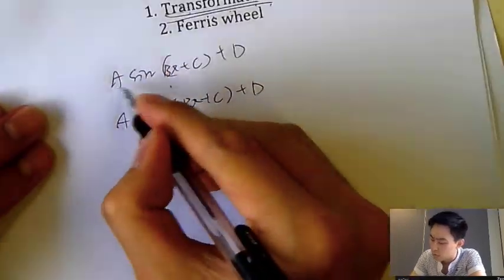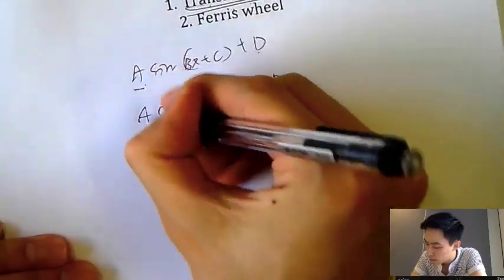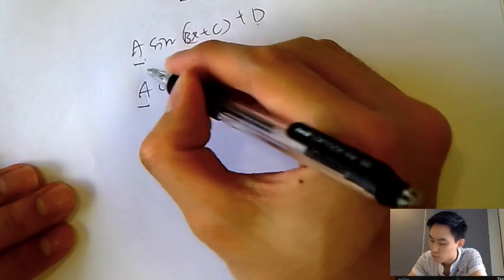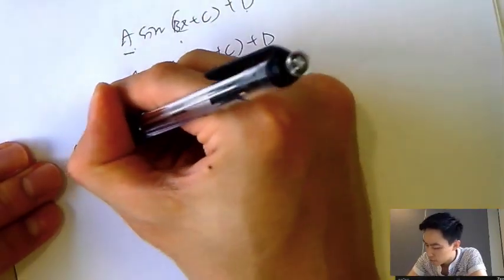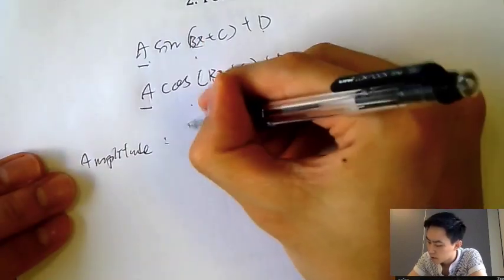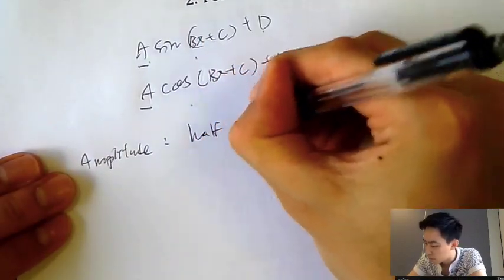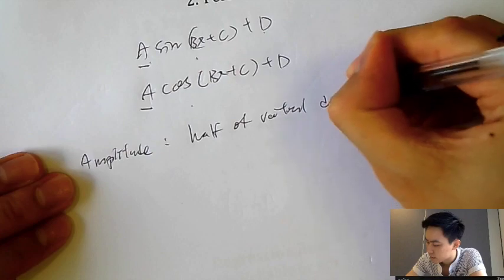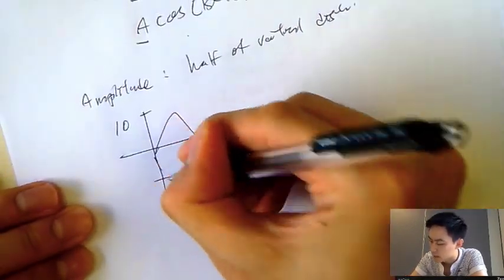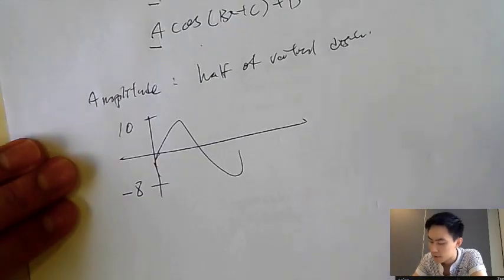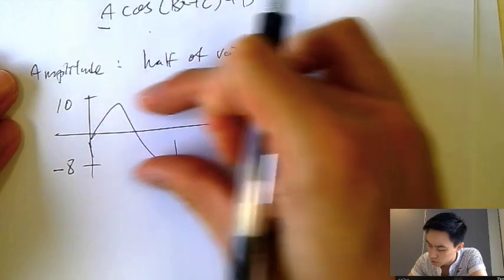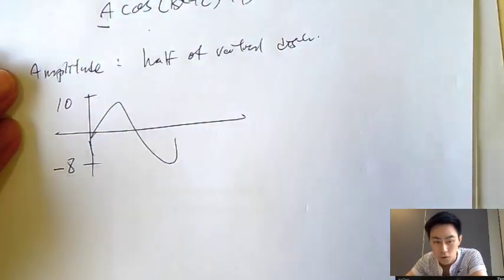So what does it mean by a and d here? a, again, is like multiplying y, but there's one more meaning. You will see amplitude in the exam. So how do you find amplitude? It's always half of the vertical distance. What does it mean? If I give you this, let's say this one is 10 and this one is minus 8, what is the amplitude? Amplitude is half of the vertical distance. So you have to find the vertical distance, and then you divide by 2.